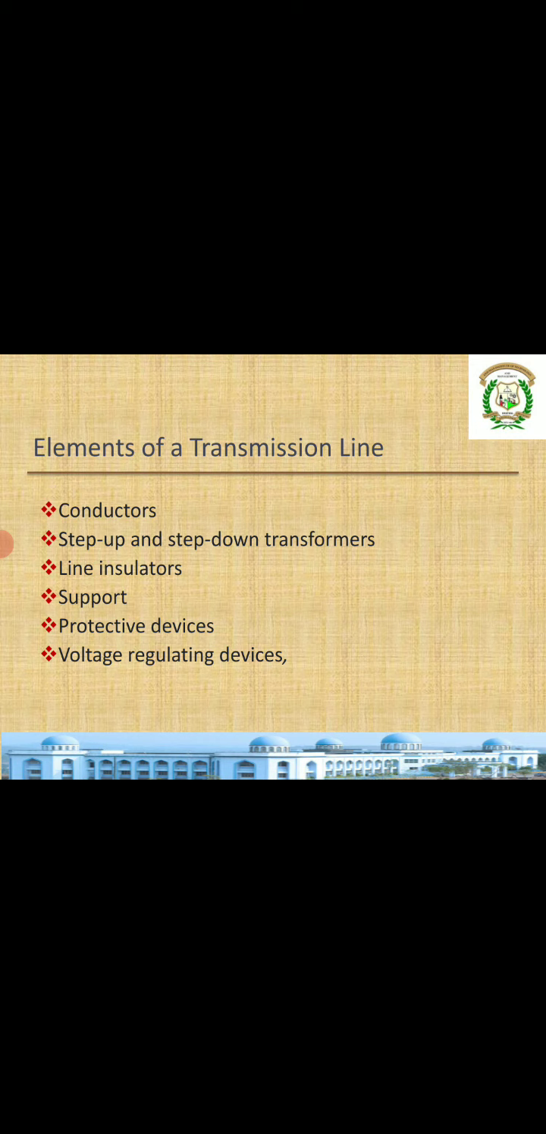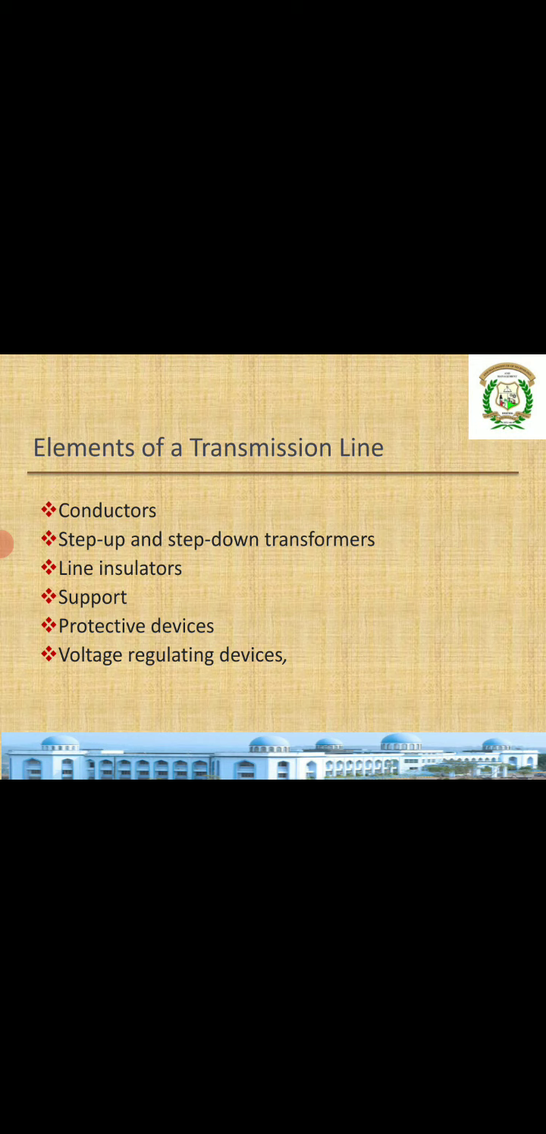Coming to the supports, these give mechanical strength using the towers. Sometimes there are steel towers, sometimes RCC towers. You are seeing all those things. Depending upon the size or the voltage level, we choose different types of supports. So supports are also one element of the transmission line.